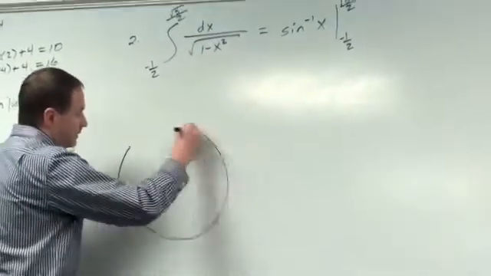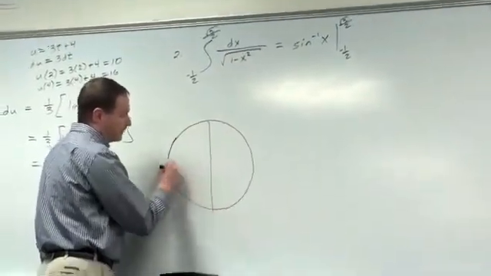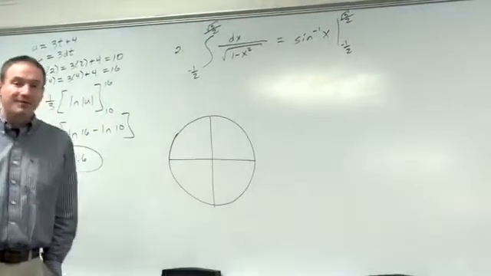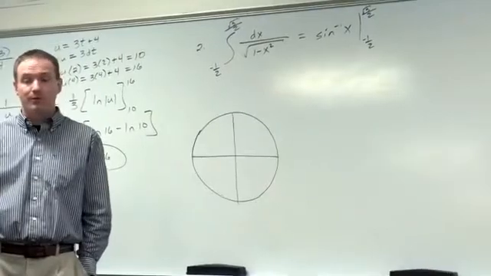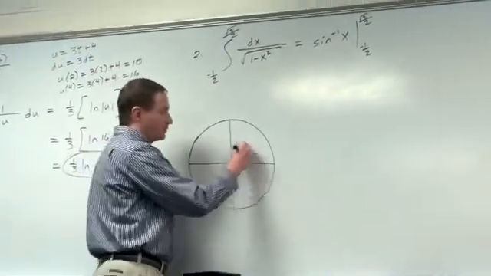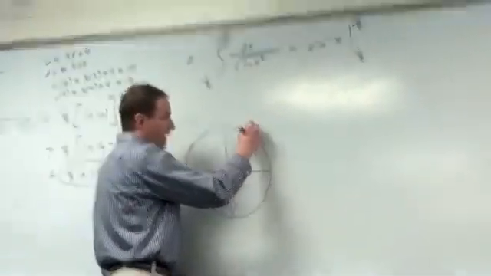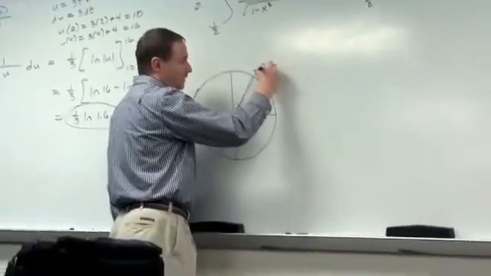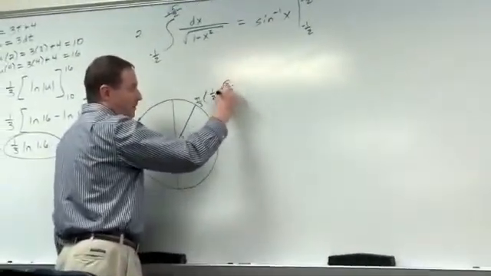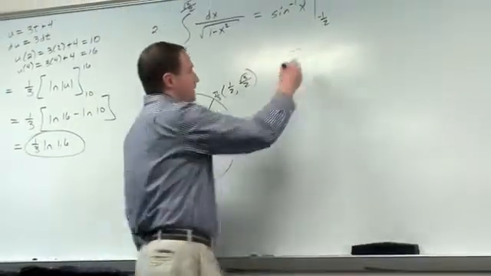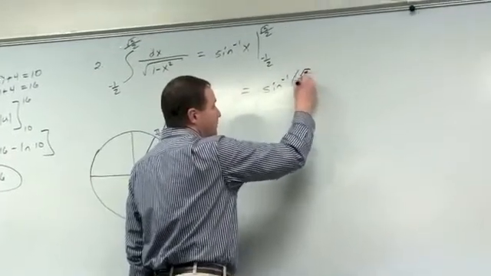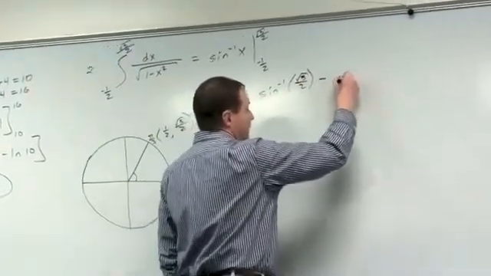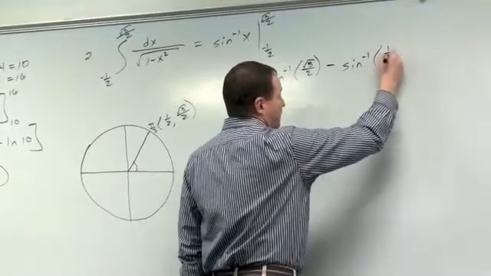So I can say, when I'm looking at this, the inverse sine of the square root of 3 over 2, that's asking me, when is the sine function the square root of 3 over 2? And I can say, well, that's true at an angle of pi over 3. At pi over 3, I know my cosine is 1/2. My sine is the square root of 3 over 2. So I can say, this is going to give me the inverse sine of the square root of 3 over 2 minus the inverse sine of 1/2.